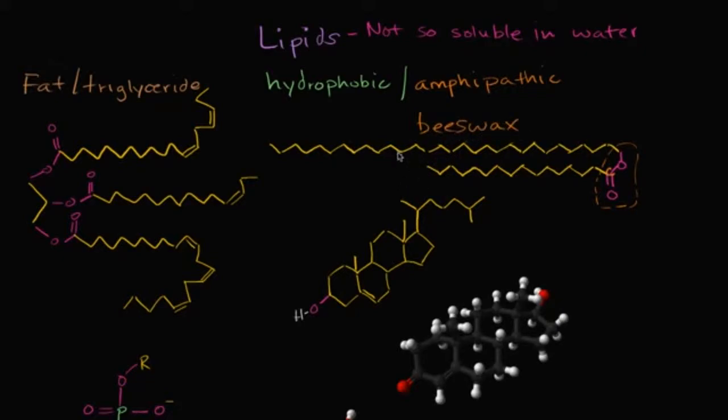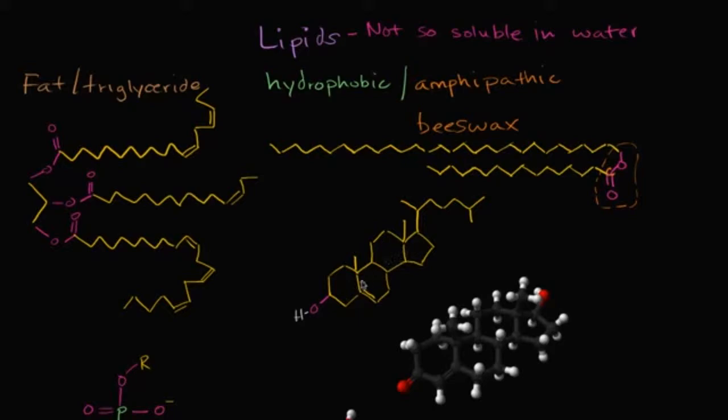Beeswax. And if you've ever dealt with beeswax, or really any type of wax, and waxes in general are considered to be lipids, you can see that they're not soluble in water. In fact, they're often used to repel water, to keep water from penetrating into something. So wax, and in particular beeswax, and beeswax isn't made up of only this molecule. This is one of the main constituents. It has other molecules mixed in there, but this is also a lipid.